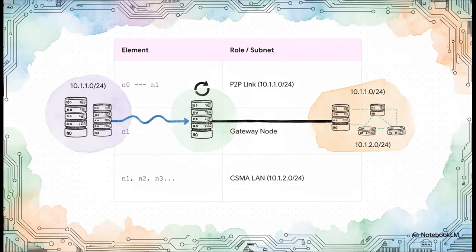And this slide, it just lays it all out beautifully. You've got node N0 talking to N1 on its own private little network. But then node N1 becomes the star of the show. It acts as a gateway, connecting that first link to a totally separate LAN where all the other nodes are hanging out. It's the bridge between two completely different worlds.